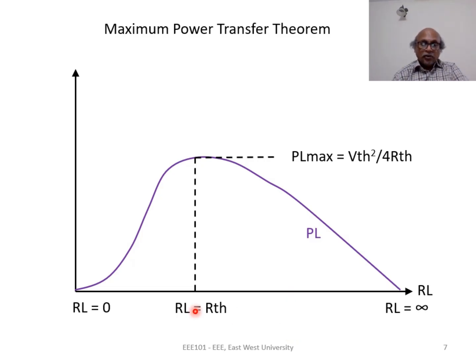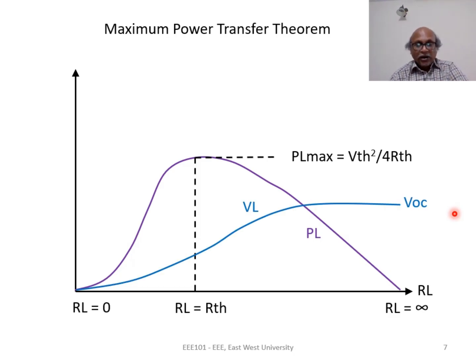So, load voltage will start from 0 and reach the highest value VOC when RL is infinity, or when the load is open circuit. So graphically, we can show VL in this manner. VL increases from 0 and eventually gets saturated at VOC, which is also equal to VTH.